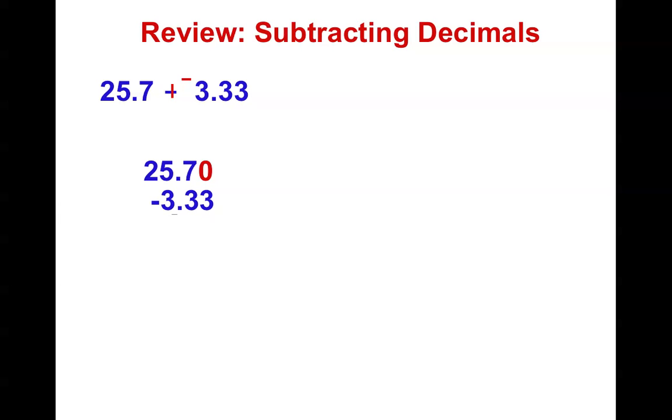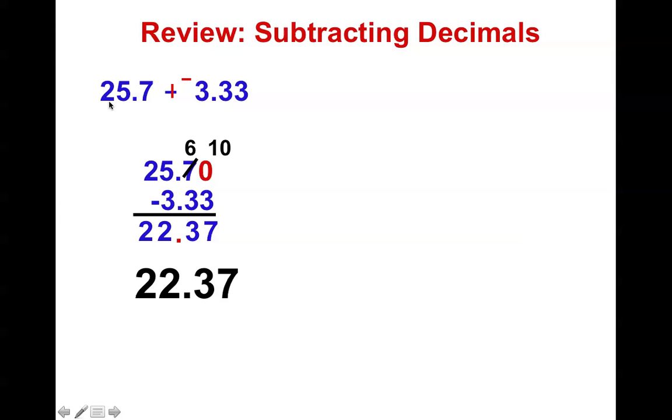So when I subtract them, I make sure the decimals are lined up, and I do my subtraction. The only thing we want to make sure of is whether the answer is going to be positive or negative, and since there were more positives, that means the answer is positive 22 and 37/100ths.